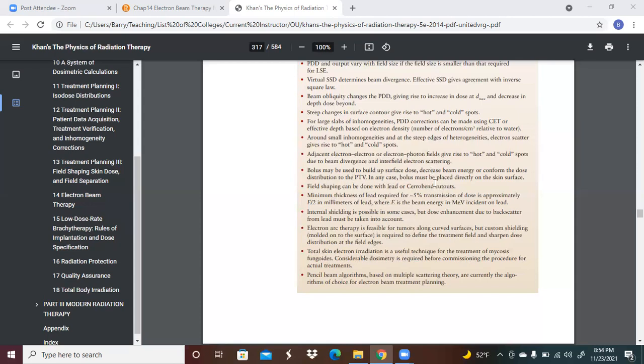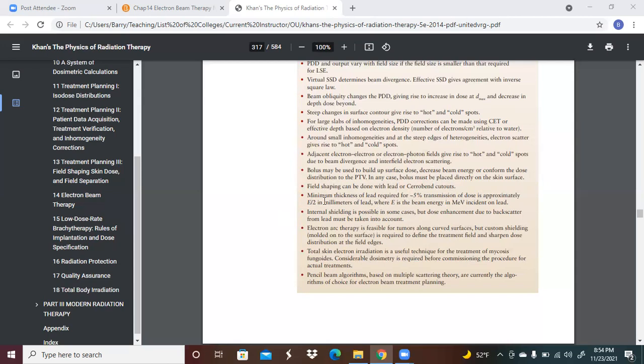Field shaping can be done with lead or Cerrobend cutouts so that you're not blasting away with an open field. The minimum thickness of lead required for approximately 5% transmission of dose is approximately the energy of the electron beam divided by 2, in millimeters of lead.